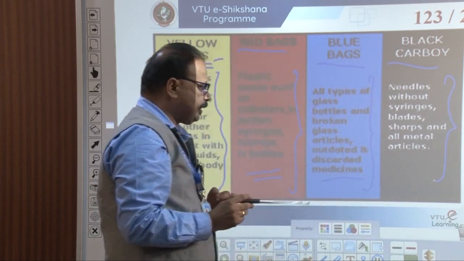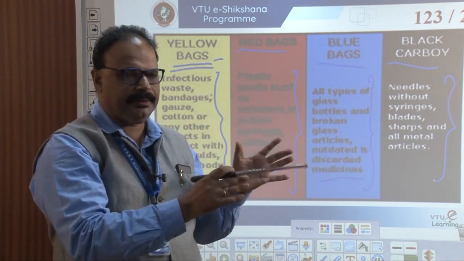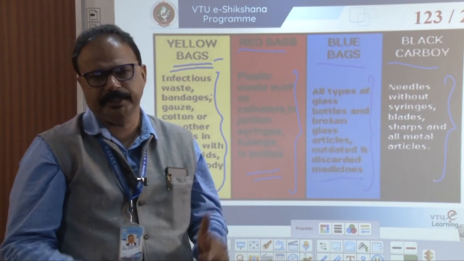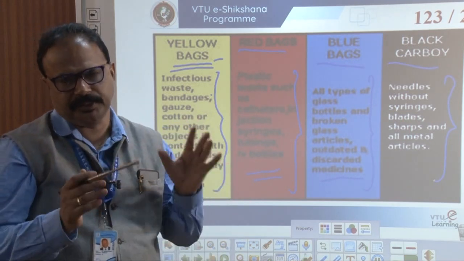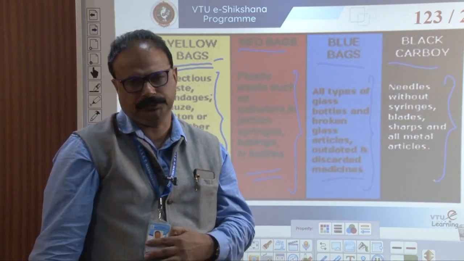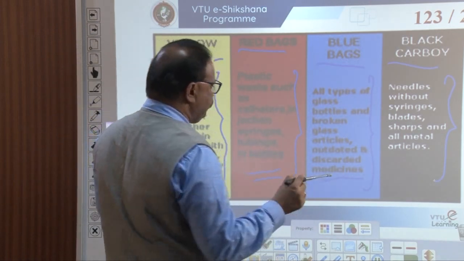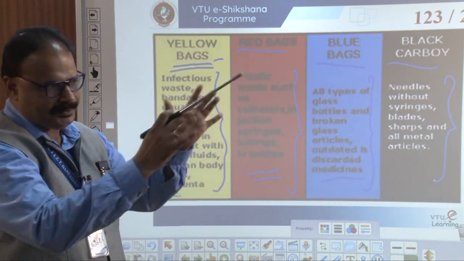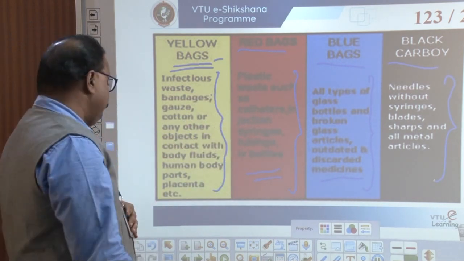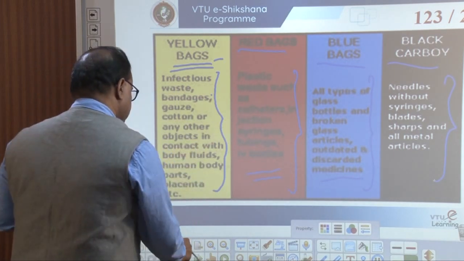This is the types. So we can see in a hospital container, which contain yellow color container for filling the waste, red color container for filling the waste, blue bags used for this one, and black used for this. This type we can see in the hospital. If you go to hospital, you can see different containers kept on the side for filling the waste. Very, very important, the hospital has to obey this.